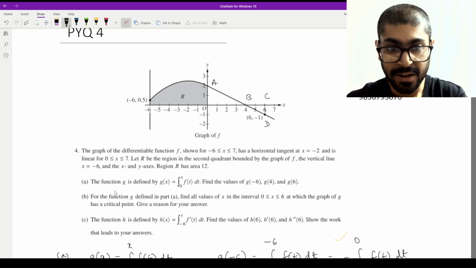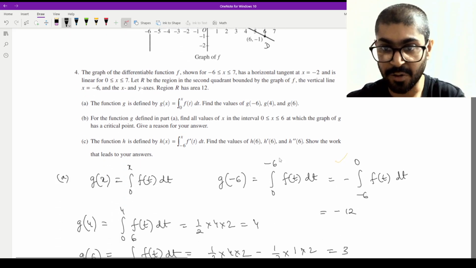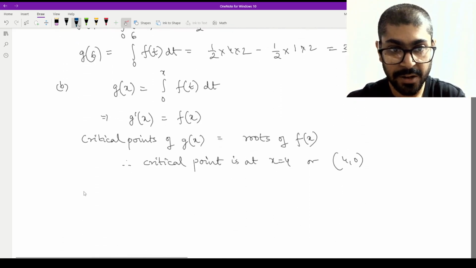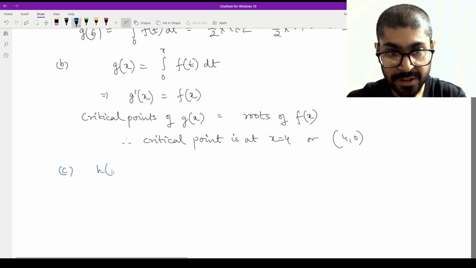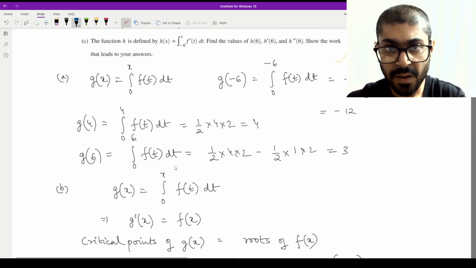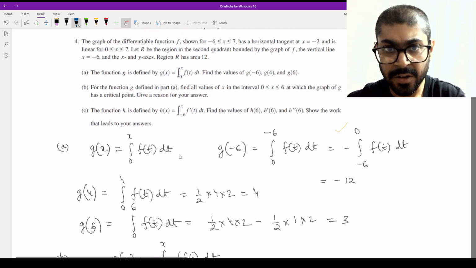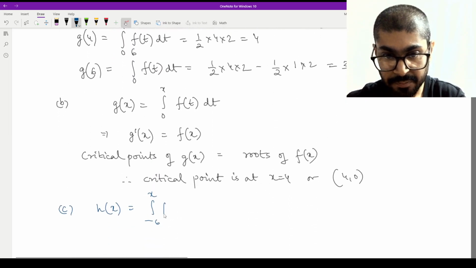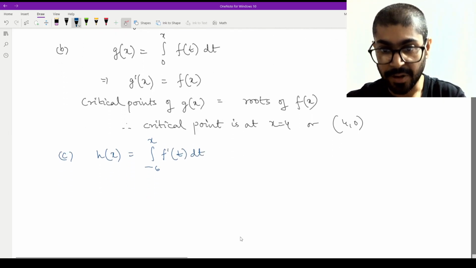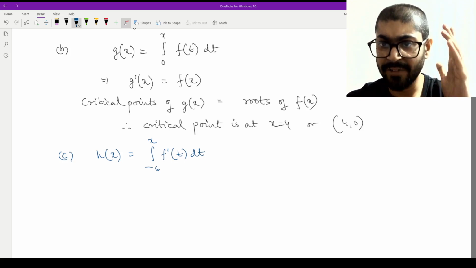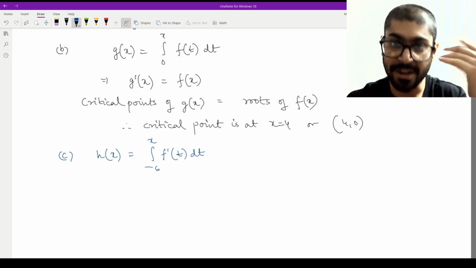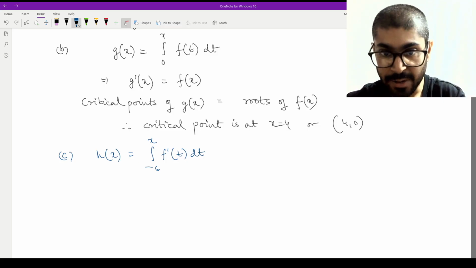Alright, the next one. The function h is defined as h of x equal to the integral from minus 6 to x of f dash t dt. Fine. Okay, 3 values are to be calculated. Let us do it. So h of x is given to be the integral from minus 6 to x of f dash t dt. Alright, we would have to calculate the value of h6, h dash 6 and h double dash 6. Okay, so let us calculate h6 first.